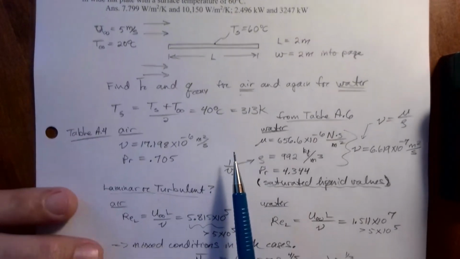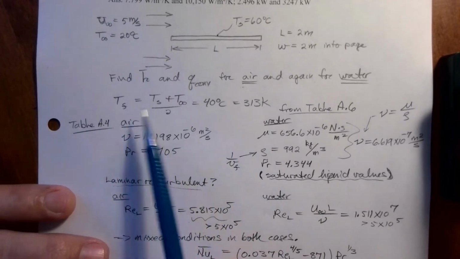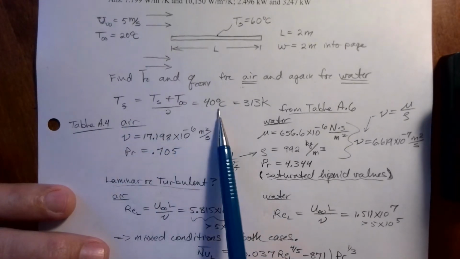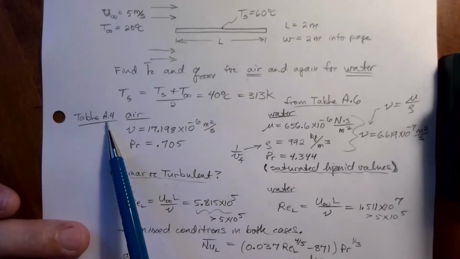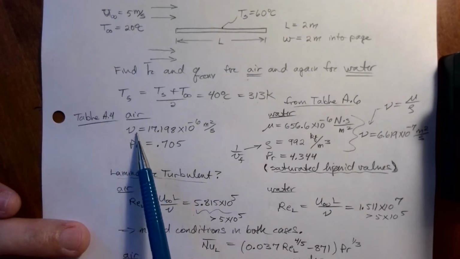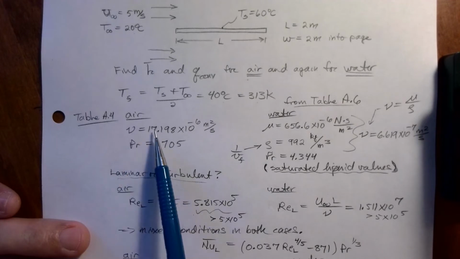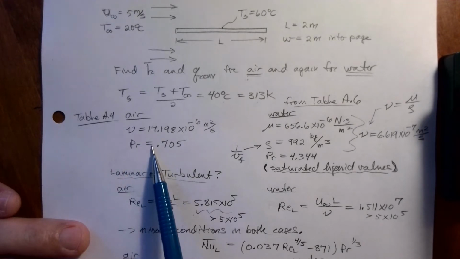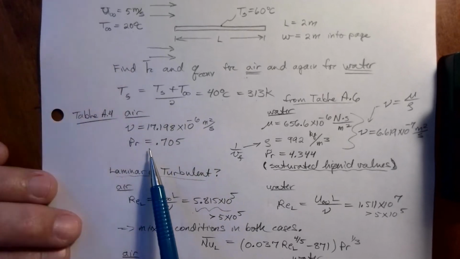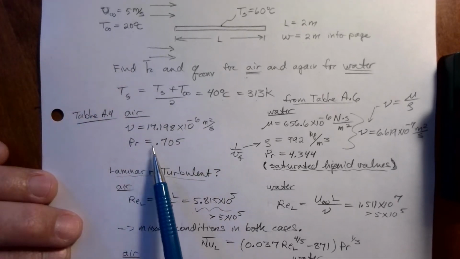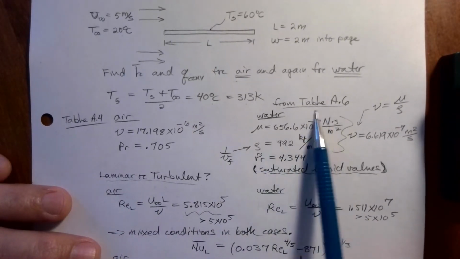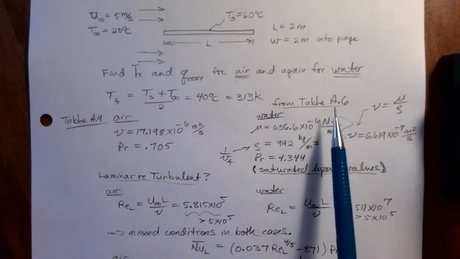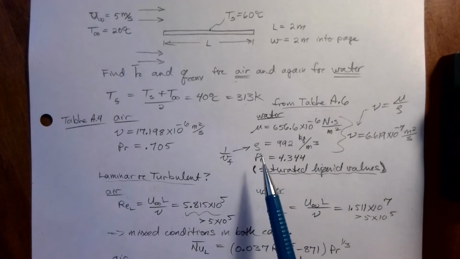So the first thing we're going to do is go get the appropriate properties. So we need the film temperature. So the average between the ambient and the surface is 40 degrees C, so 313 K. So do our interpolations for air. We're going to go back to table A4. So here's a kinematic viscosity and the Prandtl number. We're also going to need K. I didn't go get that until later. I guess I could add K to that. And then for water, you're going to go to table A6. Table A6 is the saturated liquid water tables, actually the saturation tables, but it also gives you viscosity and Prandtl number and density.